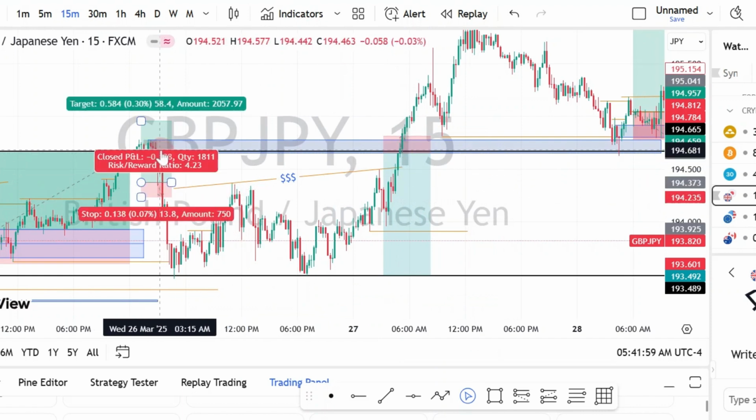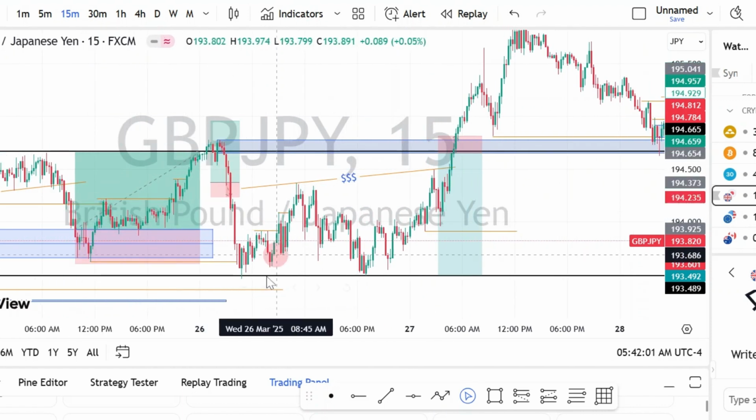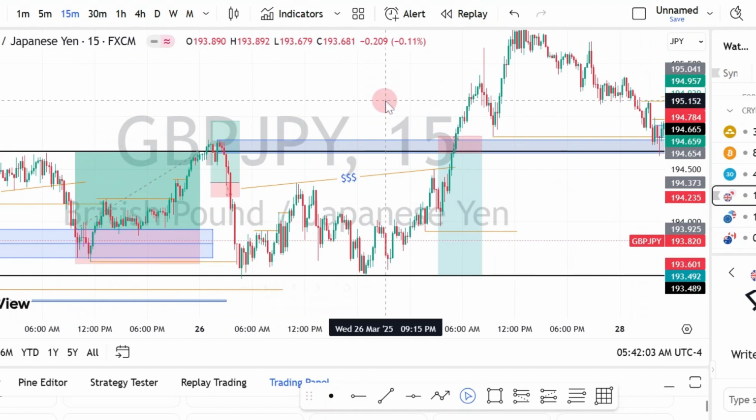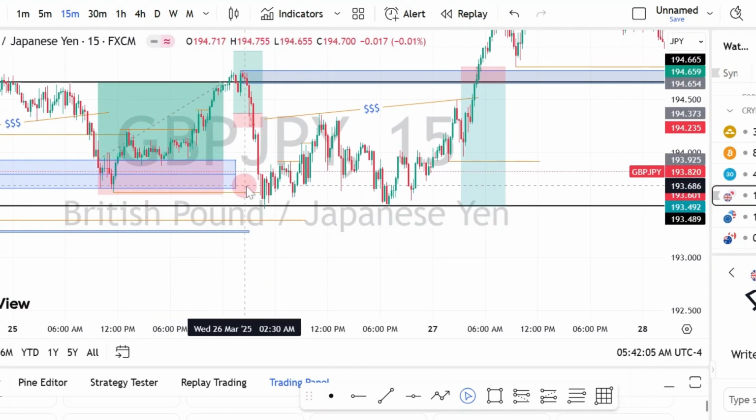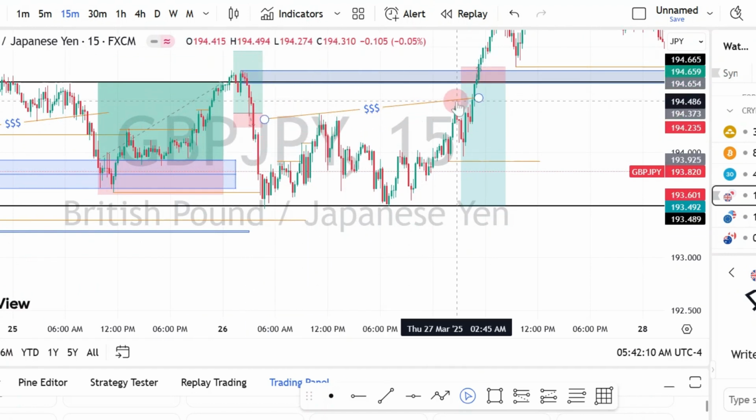I can see this imbalance here. This is another block. This is a break of structure here. I can see that this leg caused the break of structure. I can see this liquidity here.